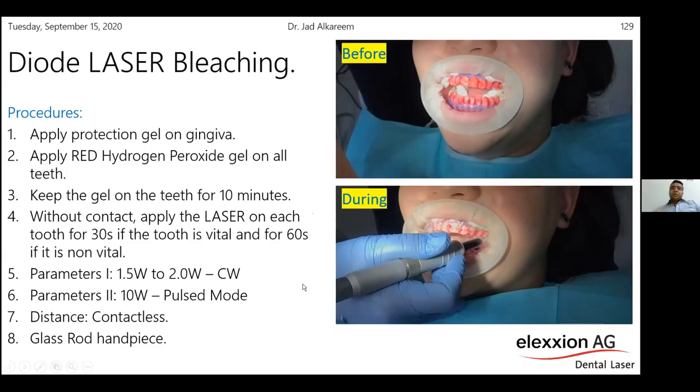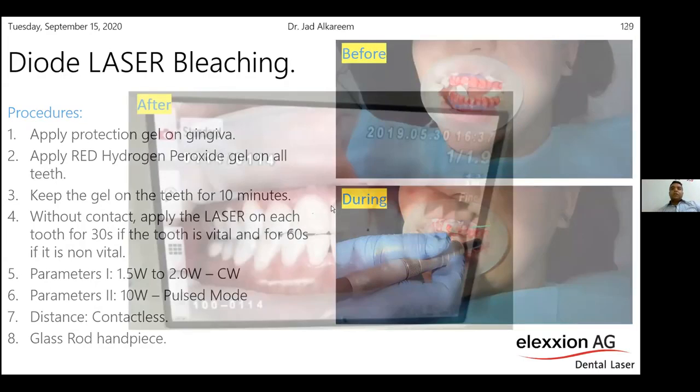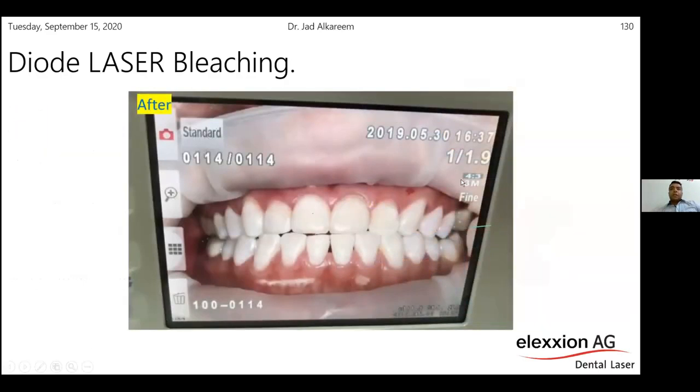The treatment is contactless, and the glass rod is not in contact with the tooth. You can be around 2 millimeter away from the tooth. If the tooth is vital, it will take 30 seconds, and if the tooth is non-vital, it will take 60 seconds. So in conclusion, you apply the gel on the whole tooth, you leave it for 10 minutes, and then you start to apply the laser on each tooth. These are the results after the treatment.